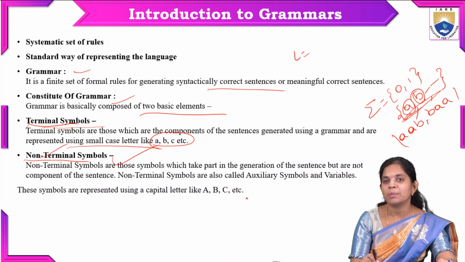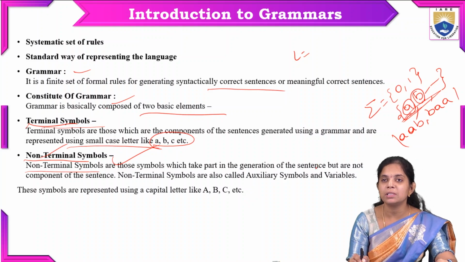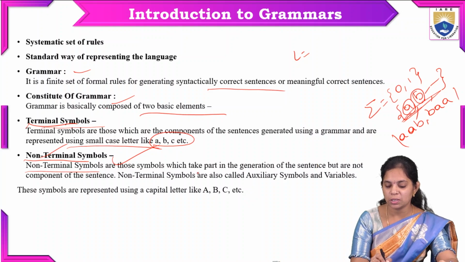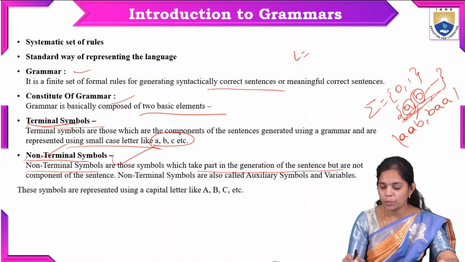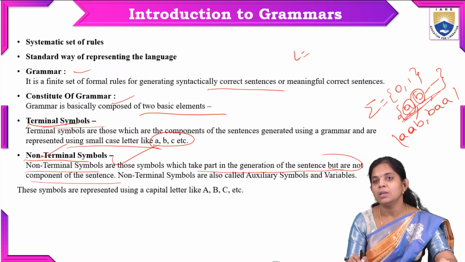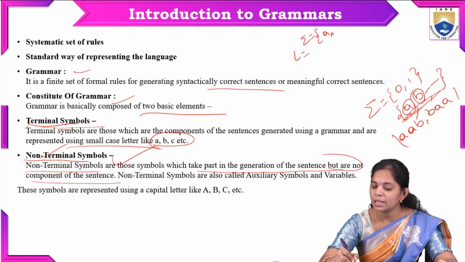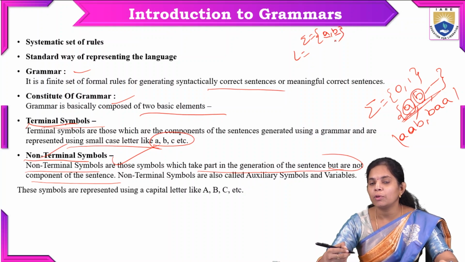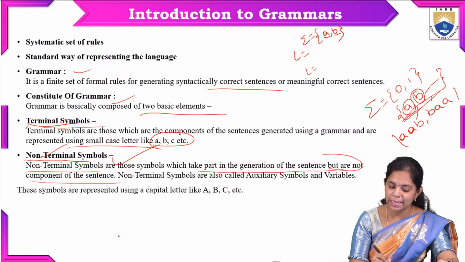The terminal is represented with small letters, and coming to the non-terminal symbols, they are those symbols which take part in the generation of a sentence but do not correspond to a component of the sentences. We already discussed the language having the terminals a, b. With these a, b terminals only we can form the strings.